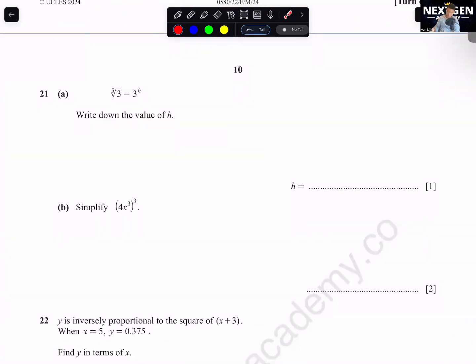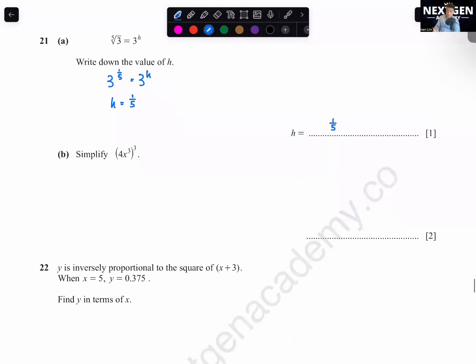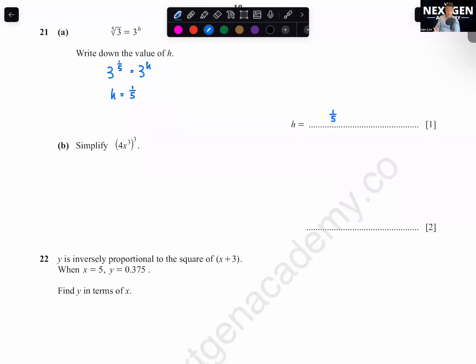Okay, next one. Write down the value of h. So for this question, we change it both to indices form first. So 3 and 1 over 5 equals 3 to the power of h. h is equal to 1 over 5. Okay, simplify this. Don't make the common mistake of just cubing the last value. You need to cube every single value inside. 4 cubed times x cubed times 3 times 3. What's 4 cubed? 64 times 9.